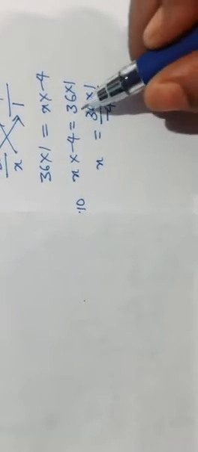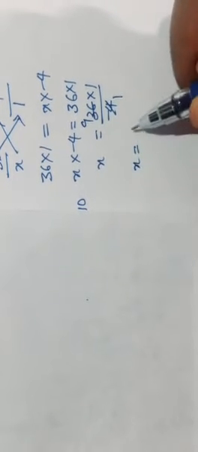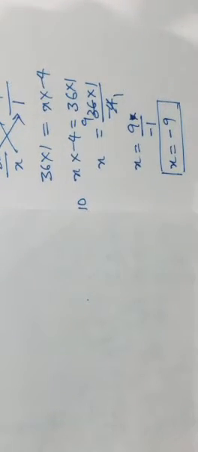Cancel with the 4th table children. 4 ones are 4, 4 nines are 36. X is equal to 9 into 1 is 9 divided by minus 1. So minus, take it to the numerator, it becomes minus 9. X is equal to minus 9.